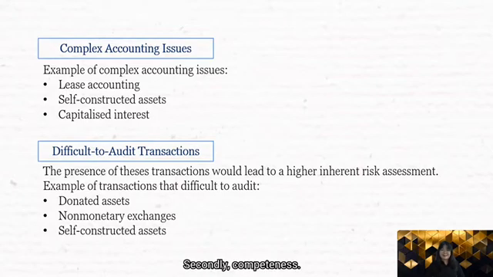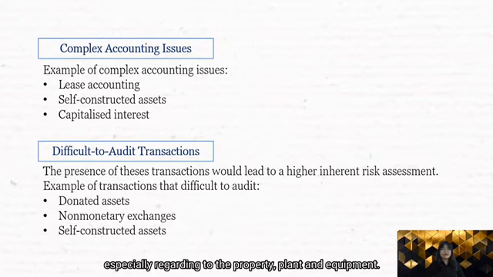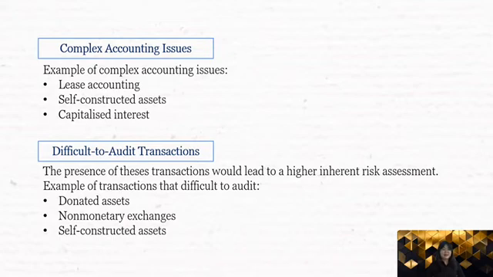Secondly, completeness. Most entities use software to maintain the detailed record of accounts, especially regarding property, plant, and equipment. Control activities used in the purchasing process ensure completeness and provide some assurance on the recorded capital asset transactions. A procedure to ensure that this assertion is met is the periodic reconciliation of property, plant, and equipment from subsidiary ledger to general ledger.